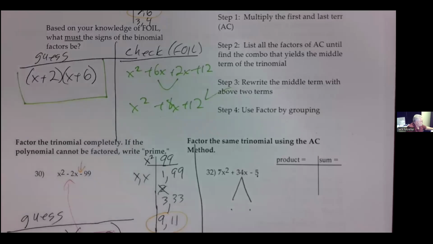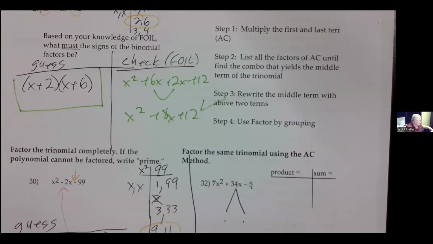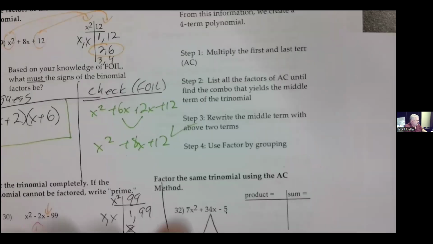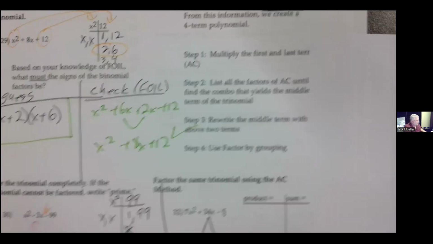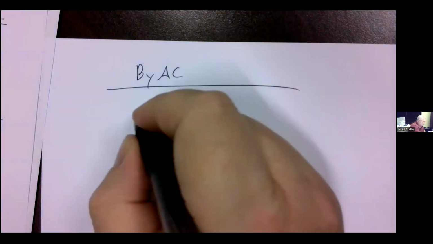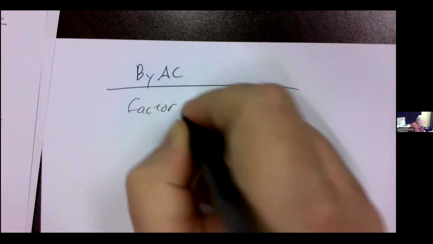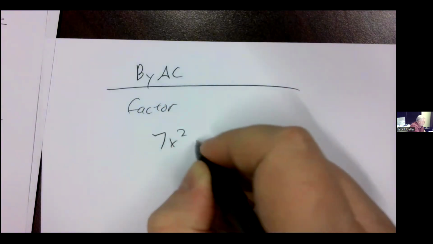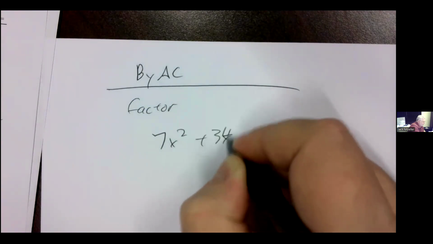This page is a bit messy, so let's go to the side page. So I know we've already done this problem with reverse FOIL. Let's do the same problem with the AC method, just so we can kind of compare and contrast. We're factoring 7x squared plus 34x minus 5.